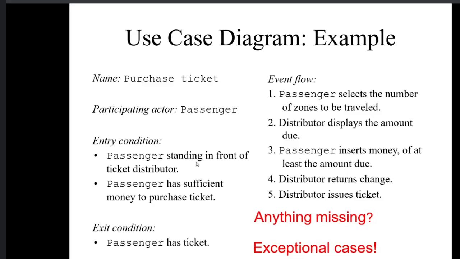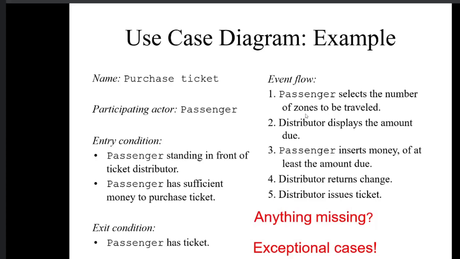Passengers should have sufficient money, or whatever entry condition according to our system is, we can keep. Now, what will be the exit condition? When this functionality is executed, purchase ticket, the passenger will have a ticket. What will the event flow?